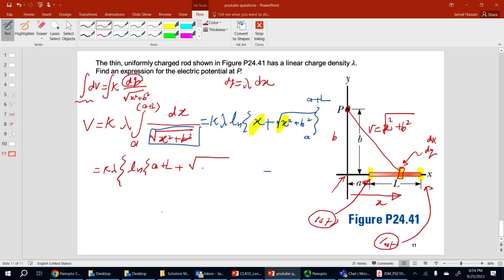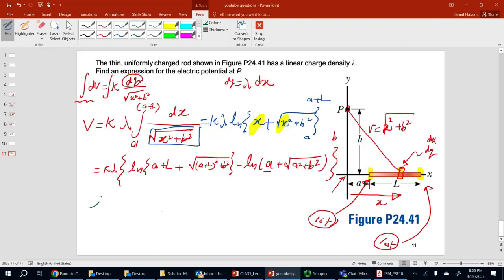So it's going to be equal to a plus l squared plus b squared. So this is done minus ln. I'll repeat this again, so x now is going to be a plus a squared plus b squared. Okay, and now you could do one more thing.